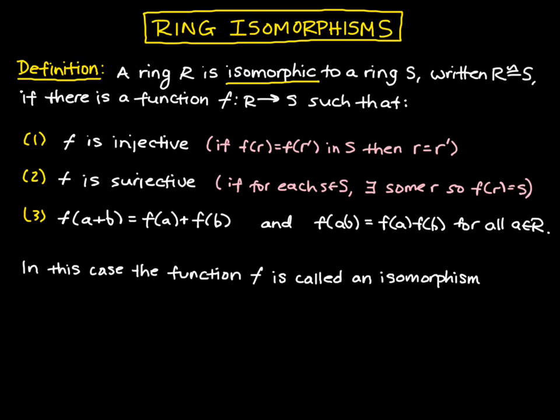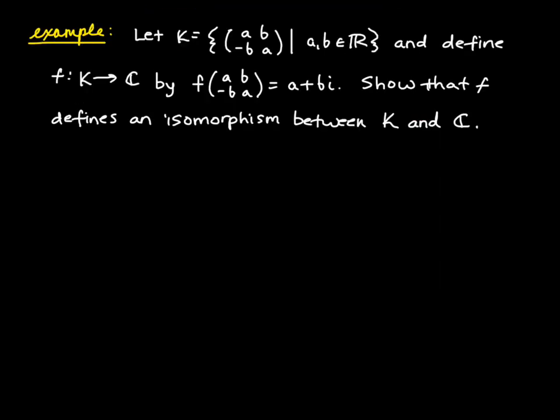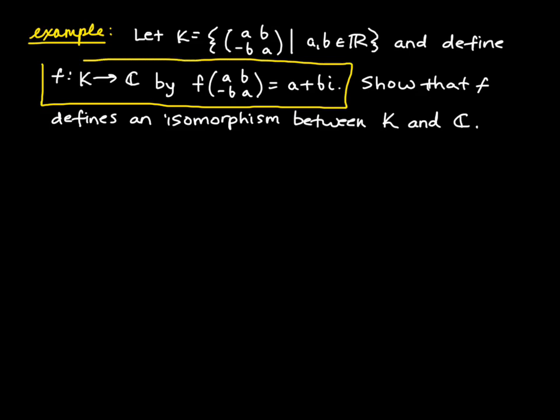Okay, so let's look at an example. Here we have the set K, which is the set of 2 by 2 matrices of the given form where A and B are real numbers. And K is a field here. What we're doing is mapping K to the complex numbers, and the mapping is defined by this function definition right here.